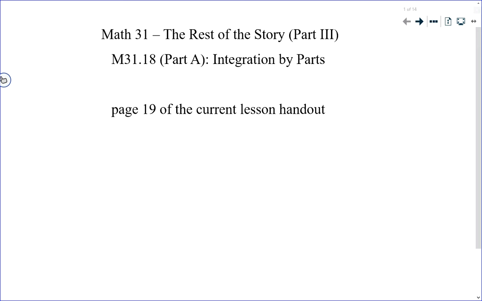Today we're going to be moving on and looking at integration by parts, which is a different technique of integration. And this is lesson 31.18, part A. We're going to continue with this next time as well. This lesson can be found on page 19 of your current lesson handout.